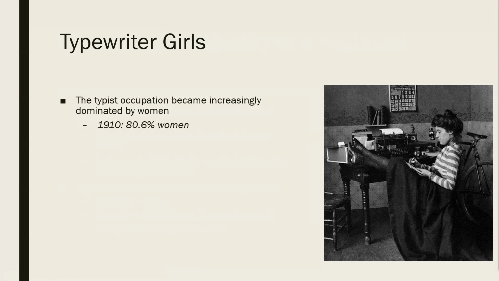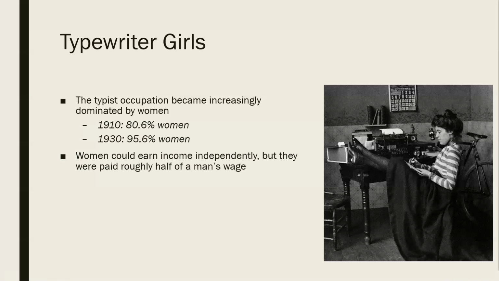So in 1910, 80.6% of typists were women, and by 1930, this percentage had actually increased even more. This became a profession that became increasingly associated with gender norms. And this was an interesting development because the income that you could earn as a typist would actually allow women to live independently and not have to live off of a husband's wage.